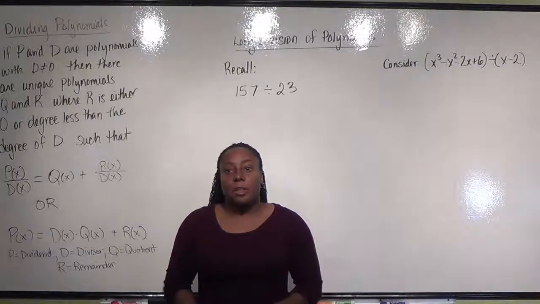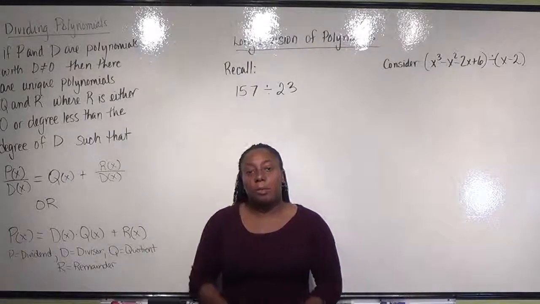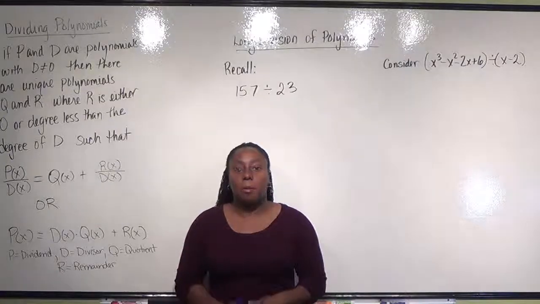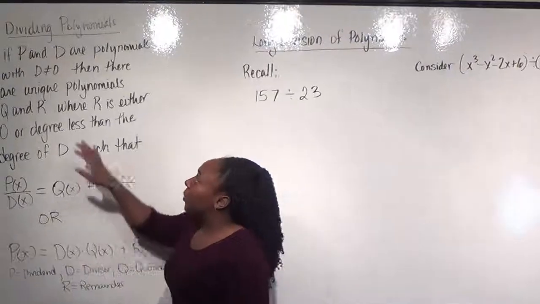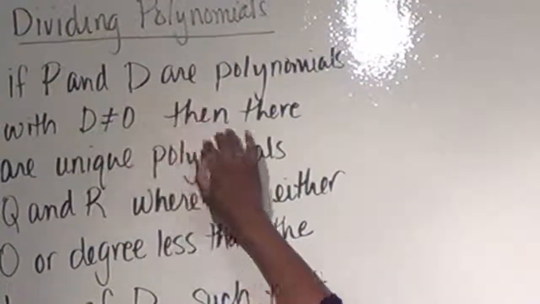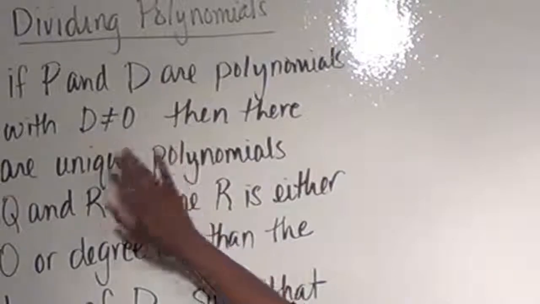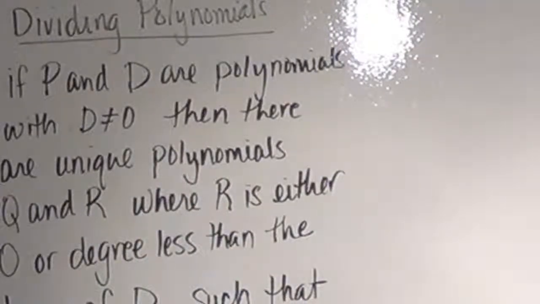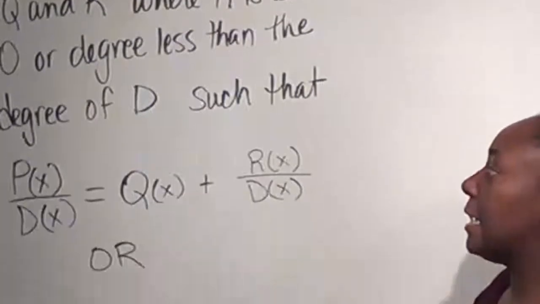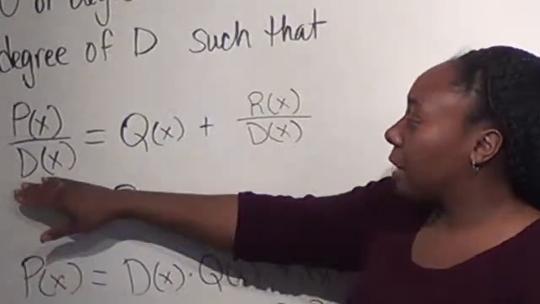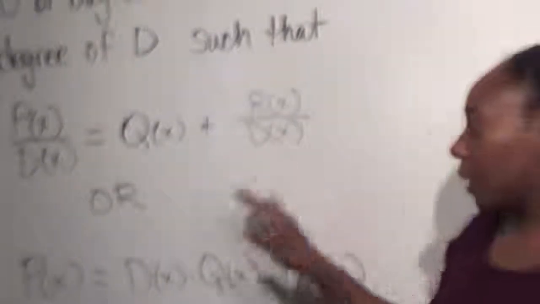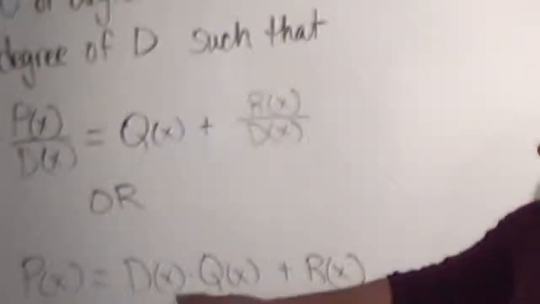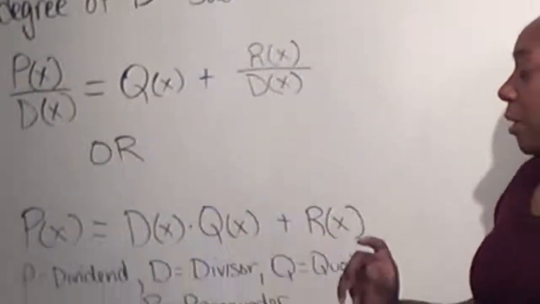In this section, we're going to talk about dividing polynomial functions. Before we get into that, I want to explain a little bit about why we need to learn how to divide polynomials. If P and D are polynomials with D not equal to 0, then there are unique polynomials Q and R, where R is either degree 0 or degree less than D, such that P of x divided by D of x is equal to Q plus R over D, or we can write it as P of x equals D times Q plus R.